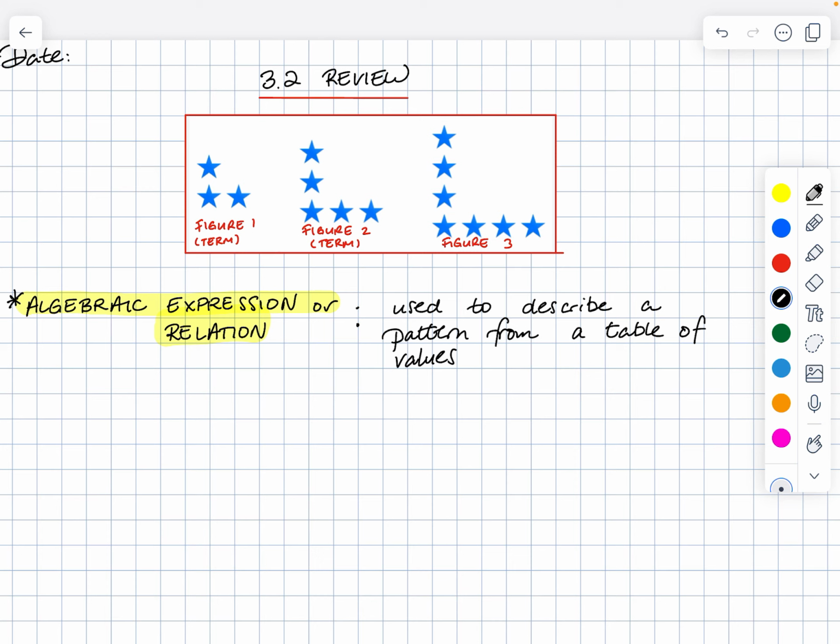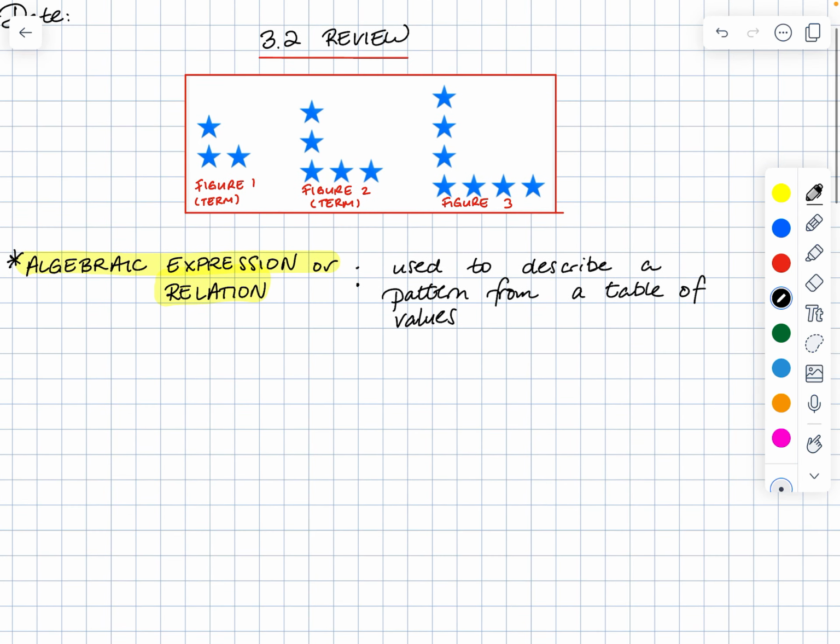So we're one step up from last year where we would simply have a pattern rule, but we didn't really formalize it into an algebraic expression consistently. So now we're only going to be using algebraic expressions or relations when we describe a pattern from a table of values. Please pause the recording and jot down again the date, the title, and the definition, and then we'll continue. Okay, I'm going to move forward.